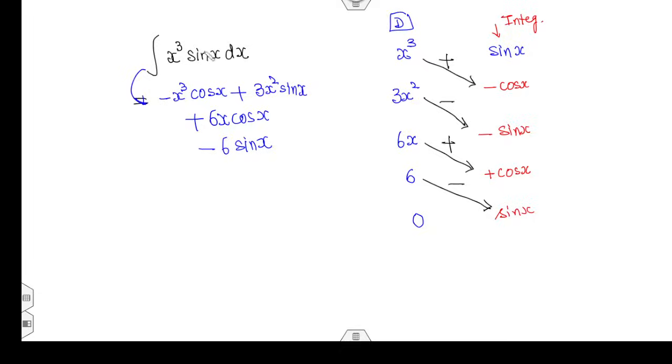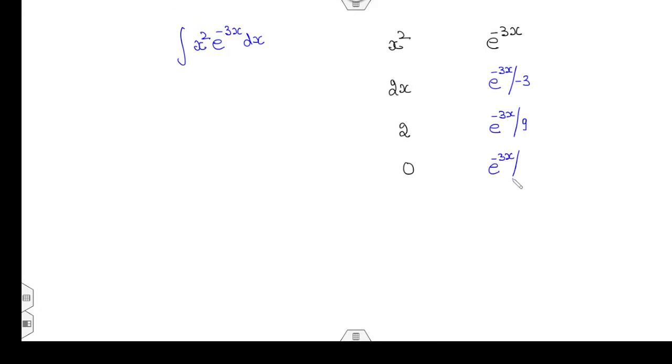Fine. Similarly, if you want to write the integration of, for example, x square e raised to power minus 3x, again it's x square e raised to power minus 3x. So take the derivative: 2x, then 2, then 0. Find the integration: e raised to power minus 3x divided by minus 3, e raised to power minus 3x divided by 9, and e raised to power minus 3x divided by minus 27. You can cross multiply it with the signs plus, minus, plus, minus.